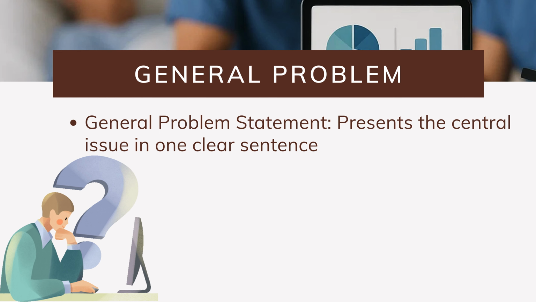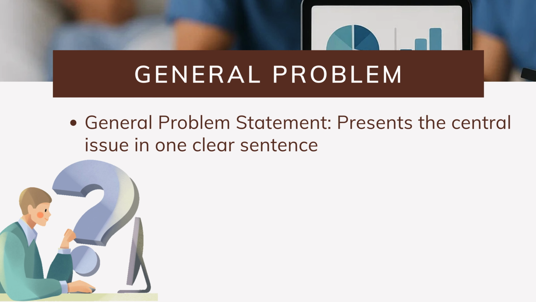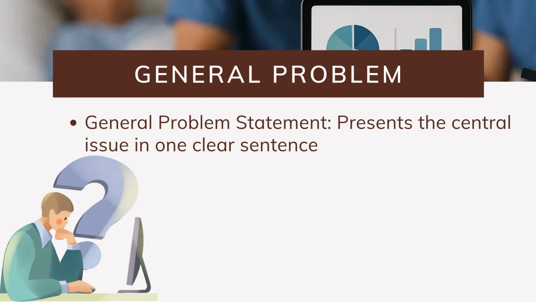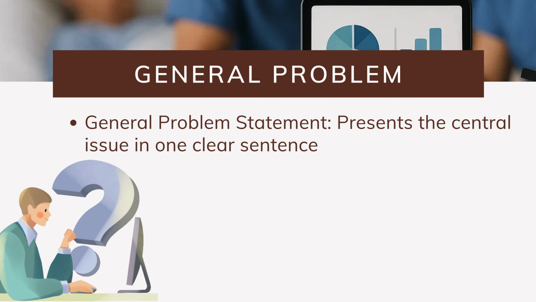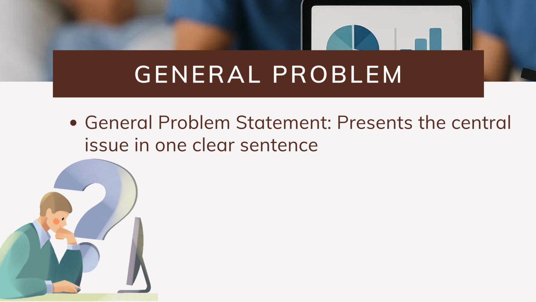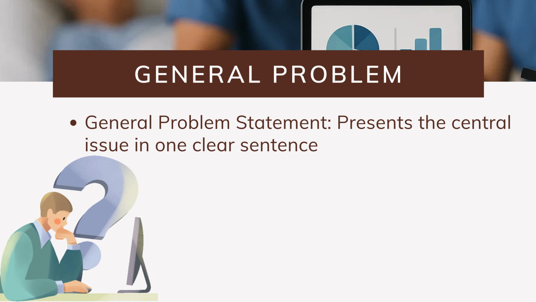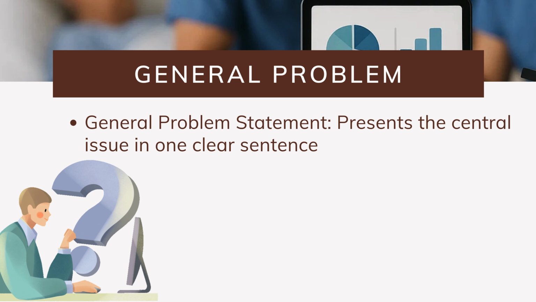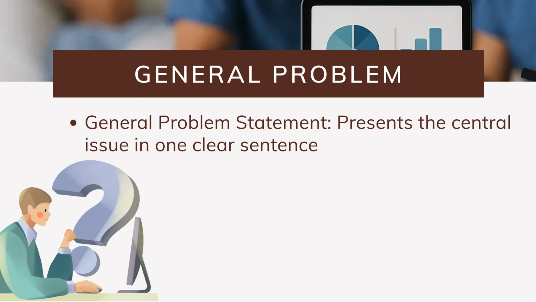The general problem statement introduces the main research issue in just one sentence. This is your anchor. It's like saying, here is what my study is really all about. It must be clear, direct, and concise. No flowery language, no assumptions. You are simply stating the central problem that needs to be studied.